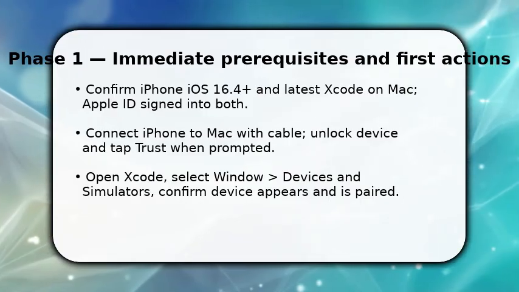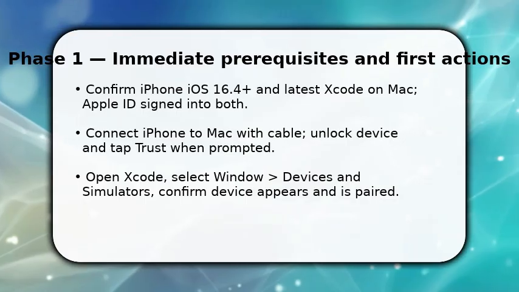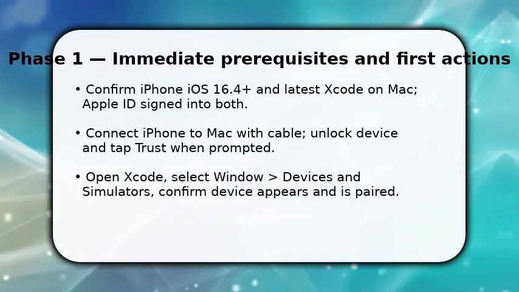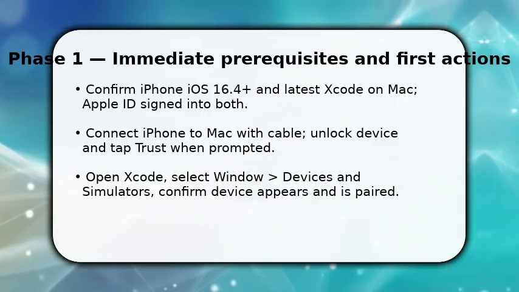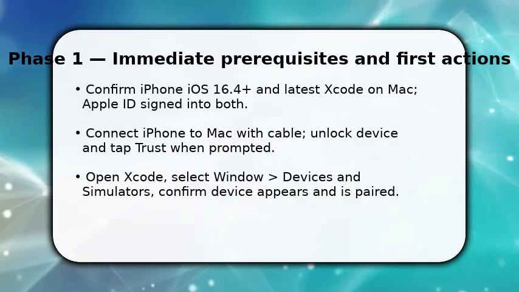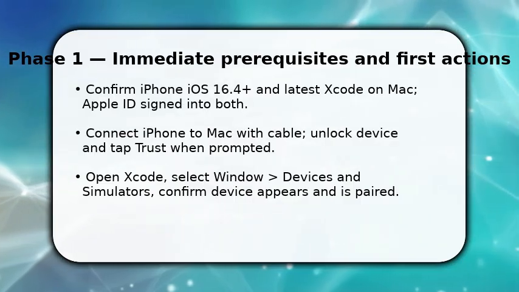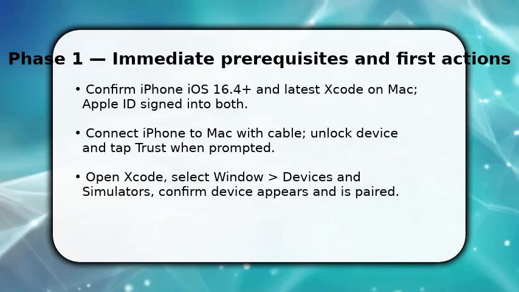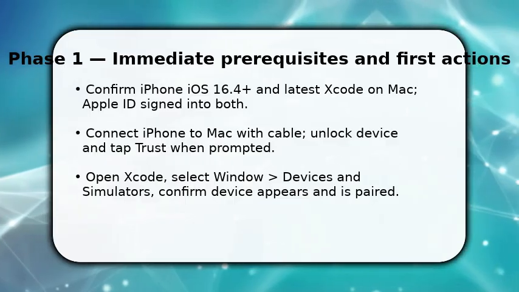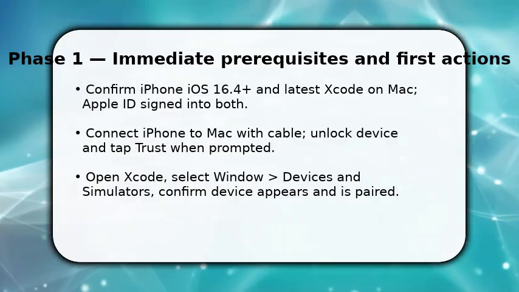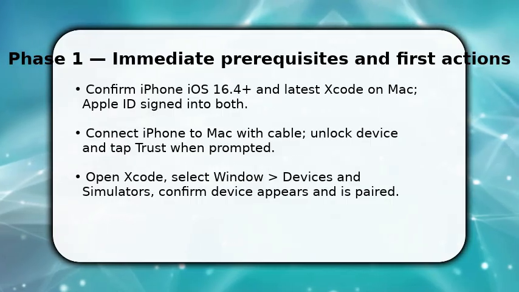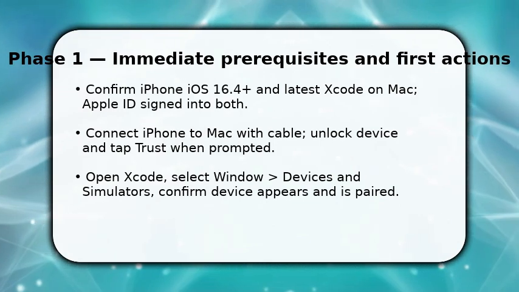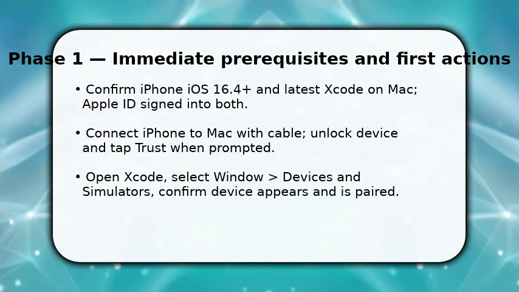You start by confirming your device and tools, iPhone on iOS 16.4 or later, and a Mac with the latest Xcode signed into the same Apple ID. Once connected via cable, unlock the iPhone and tap Trust. Make sure the Mac is allowed to access the device. Then open Xcode, choose Window then Devices and Simulators, and verify the phone shows up as connected. This pairing is required, so iOS will show the developer mode prompt later when you run developer content.